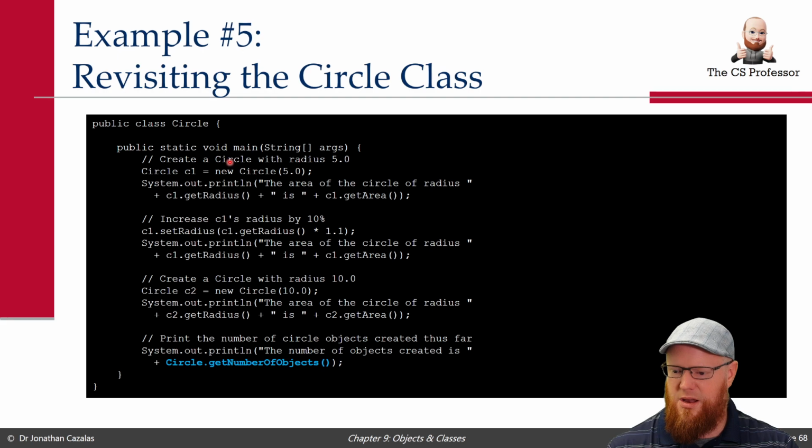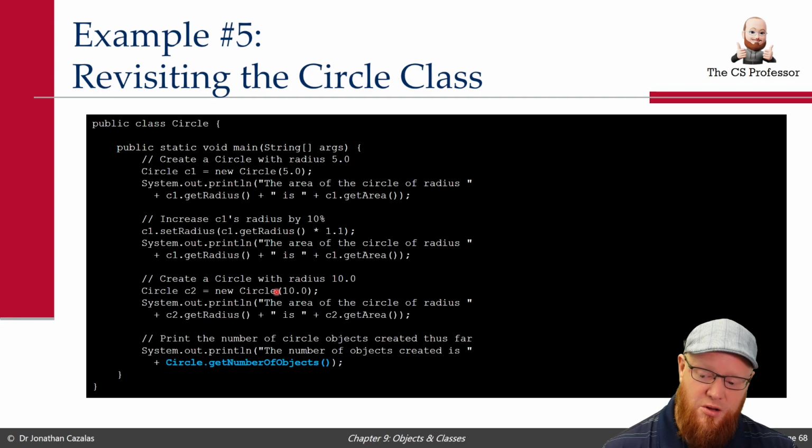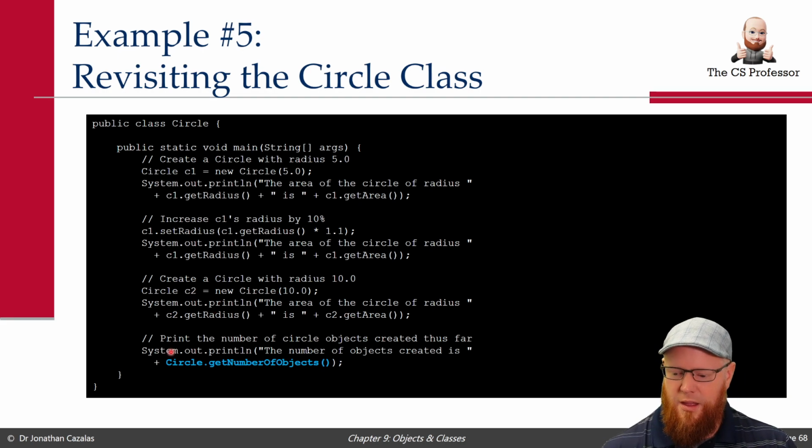So here is an example as well. We make a circle object, we print its details. Here we just change the radius and we print its details again, no harm, no foul. We make another circle object, we print its details, nothing new here. And then the most important component of this slide is at the end. The number of objects created is, and notice how we invoke this get number of objects method.